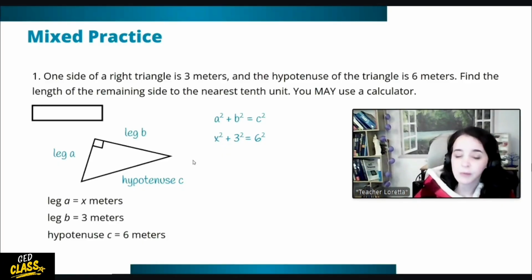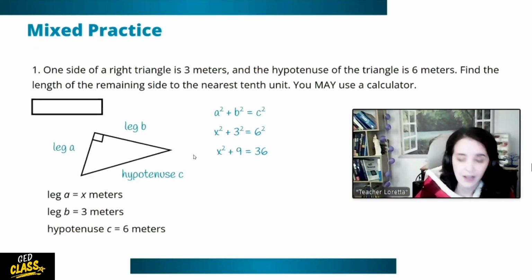So using the rules of algebra, we would do 3 squared is 9 and 6 squared is 36. Then to solve for x, we subtract 9 on both sides. Whatever's happening to the x, we do the opposite of it. So the x squared is having 9 added to it, so we'll subtract 9 because subtracting is the opposite of adding. We'll subtract 9 on both sides, and we get x squared is 27.